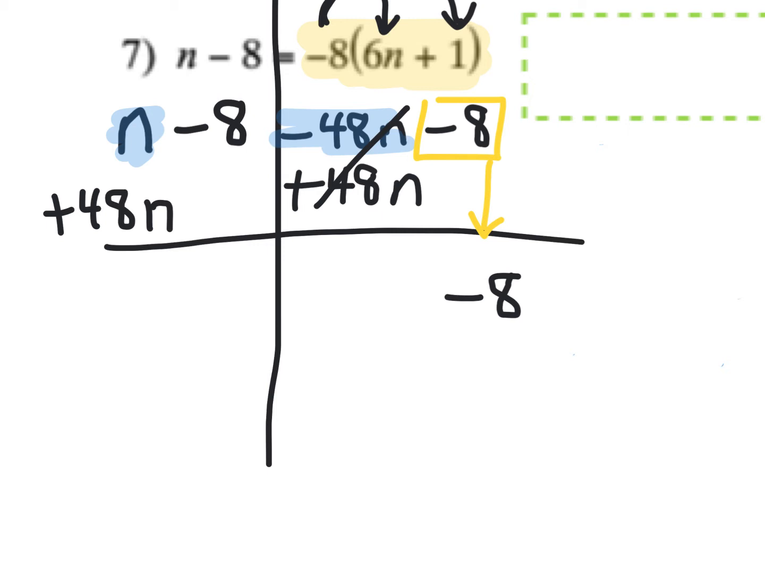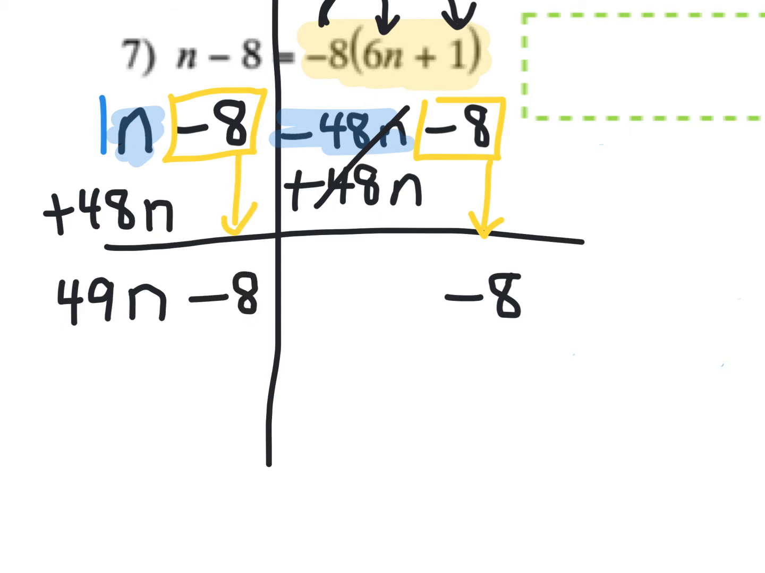So I'm just going to add it underneath the n. So I have 48 n's. And remember that technically there's a 1 in front of that n. So this is going to give you 49n on the left-hand side. That -8 needs to come down. And now on the right-hand side, we still have that -8. So continuing with trying to figure out how we are going to get this n isolated, how we are going to get it by itself.